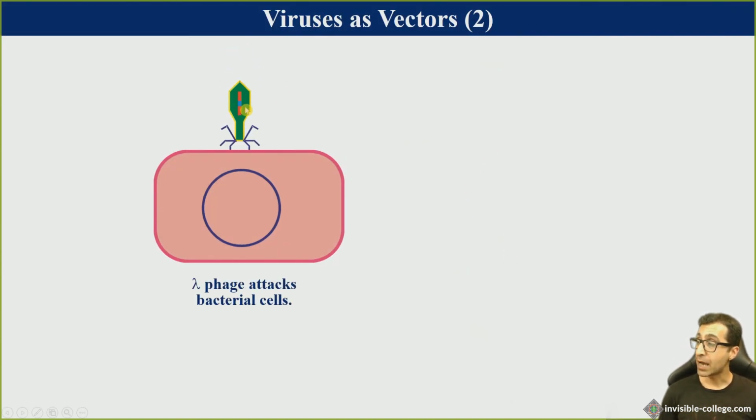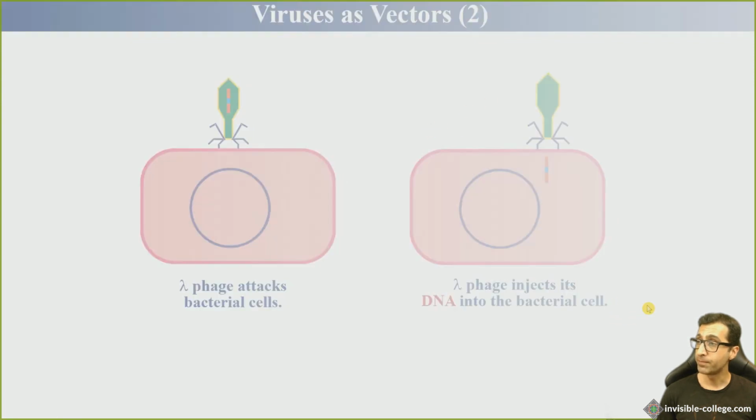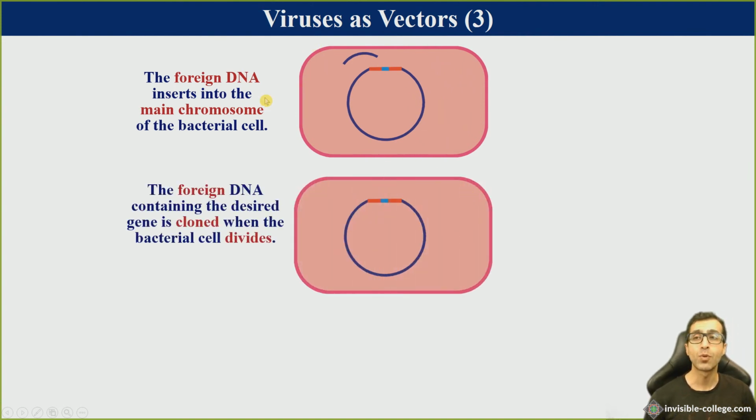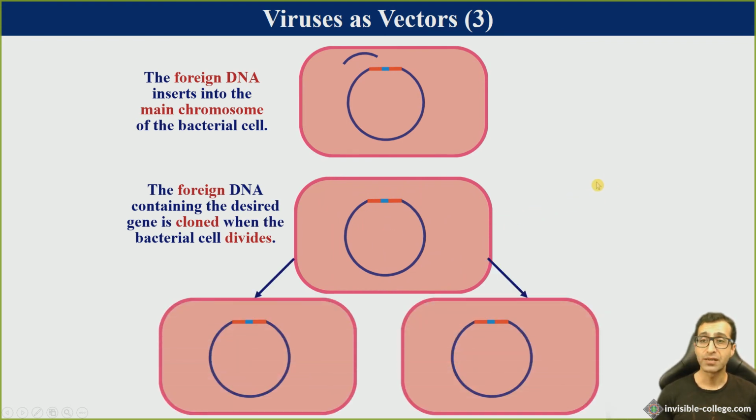And then we can allow the lambda phage to inject its DNA into the bacterial cell. And then the foreign DNA will then be inserted into the main chromosome of the bacterial cell. So the foreign DNA containing the desired gene is then cloned when the bacteria divides.